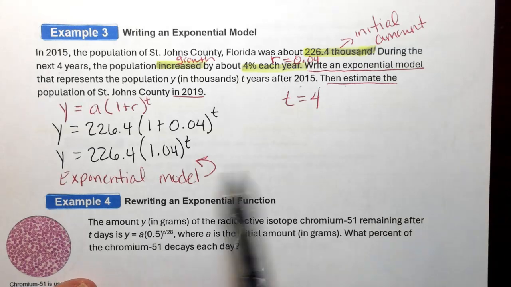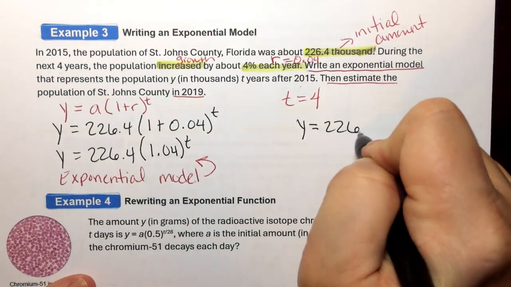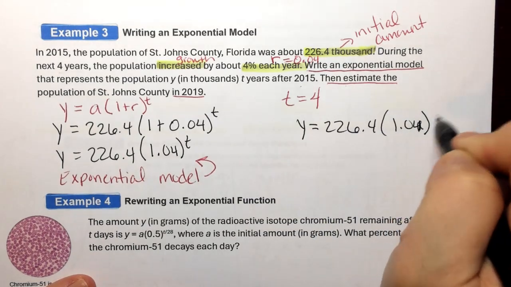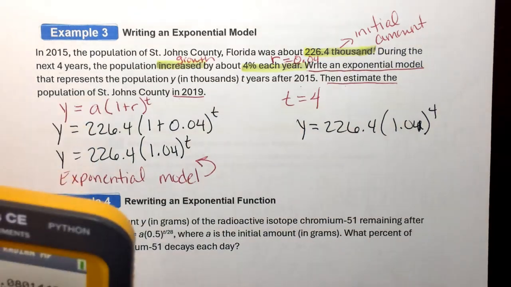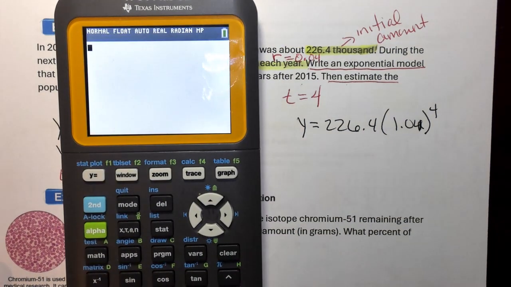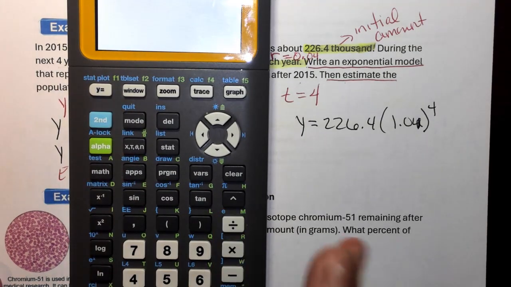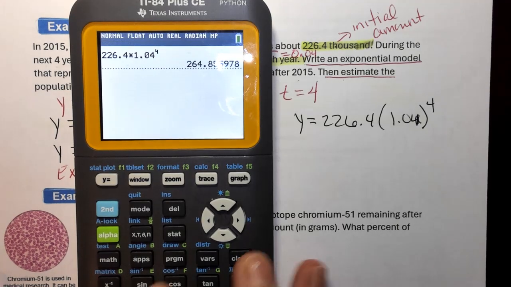So how are we going to figure that out? We're going to plug in 4 for t. So take our exponential model, and in t's spot, we're going to put a 4. And then we're going to plug that into our calculator and see what we get. All right, so we have 226.4 times 1.04 raised to the 4th power. And if y'all are wondering how I'm doing the exponent, it's just this button right here on the calculator will let you go to the exponent. And then we hit enter.